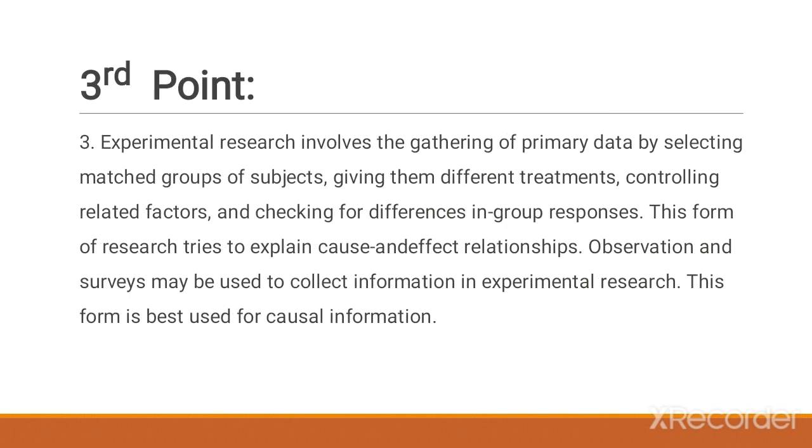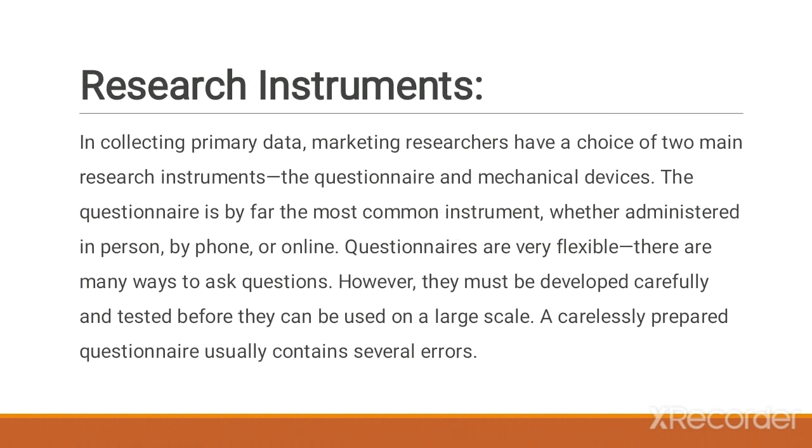Third point, experimental research involves the gathering of primary data by selecting matched groups of subjects, giving them different treatments, controlling related factors, and checking for differences in group responses. Research instruments: in collecting primary data, marketing researchers have a choice of two main research instruments, the questionnaire and mechanical devices. The questionnaire is by far the most common instrument, administered in person, by phone, or online.